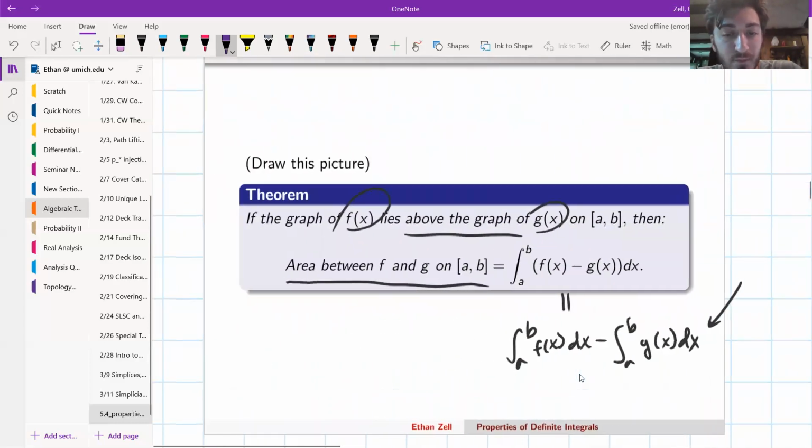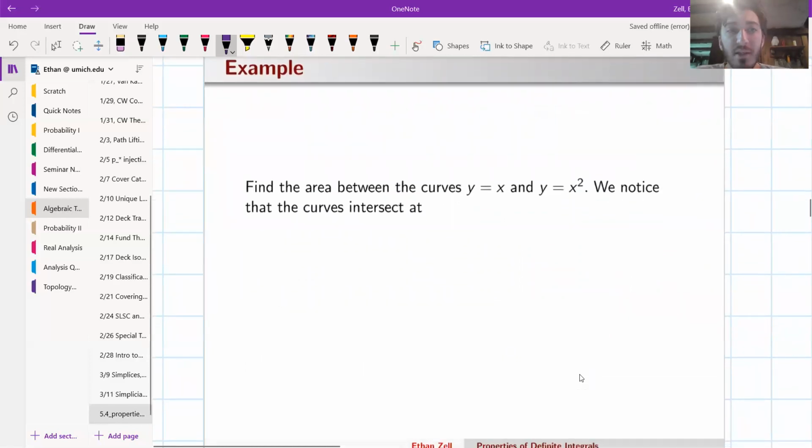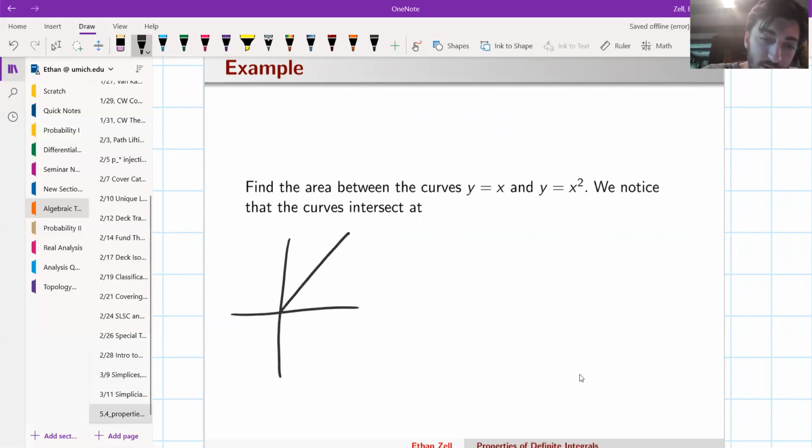Okay. So let's see an example of this so that we can start to solve. We want to find the area between the curves y equals x and y equals x squared. And we're going to say it's between the two intersection points. So the first thing I like to do, if it's possible, is draw a graph of this. So I have the line y equals x. This is y equals x. And then I also have the graph y equals x squared, which I know looks something like this.